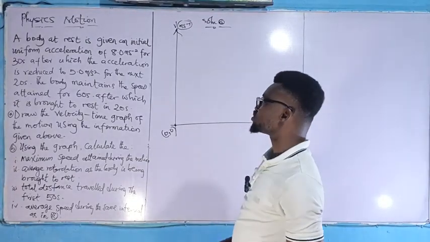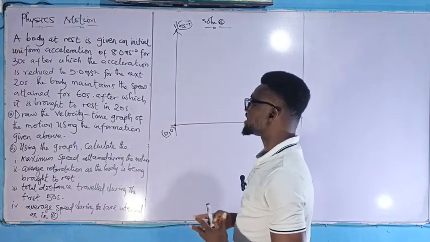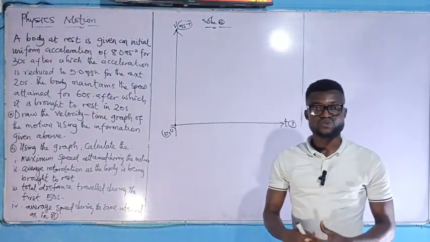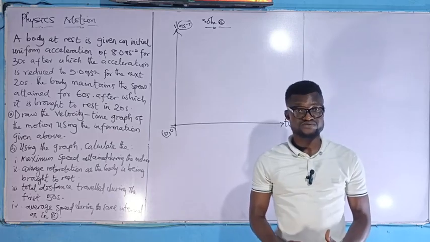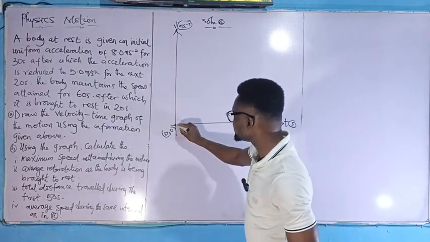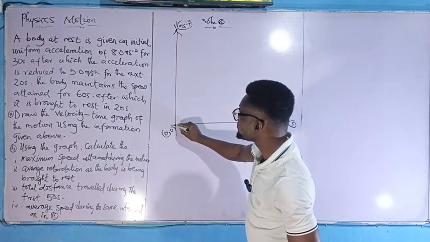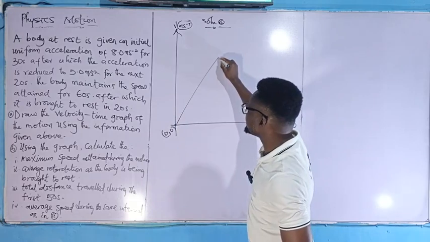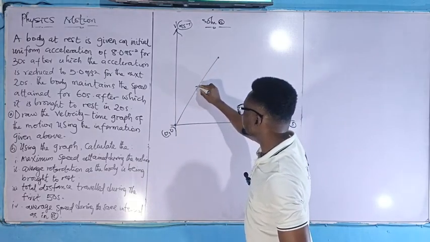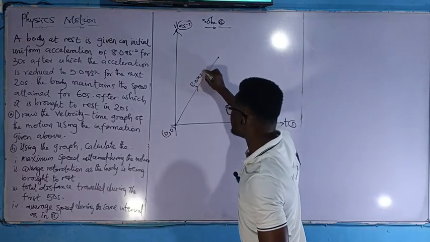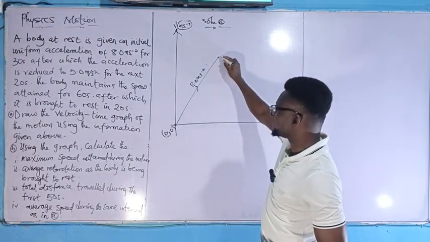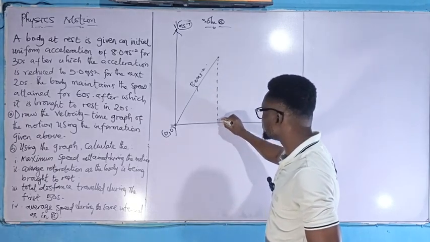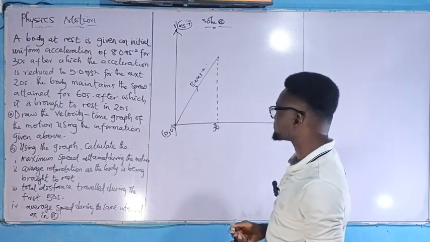Now, a body at rest is given an initial uniform acceleration of 8 meters per second squared. You remember, a body at rest will always have what? Initial velocity to be 0. So it accelerates uniformly with acceleration of 8 meters per second squared, for 30 seconds. So the time taken for the acceleration is 30 seconds.